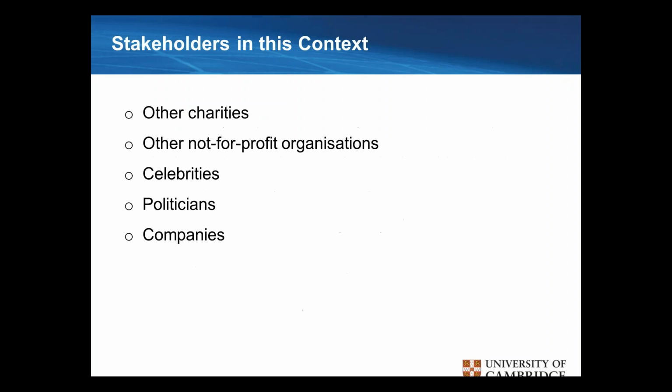When we're talking about stakeholders in this context, this is mainly what we saw in the networks that we extracted from social media: different stakeholders, some charities, other not-for-profit organizations, celebrities and politicians who are sometimes involved with fundraising or campaigning for these organizations, and indeed for-profit companies as well. We saw some of those in there. And we'll see some examples of each of these once we move to the network visualizations themselves.